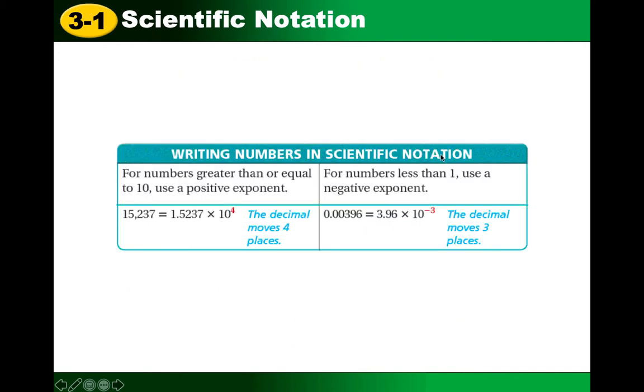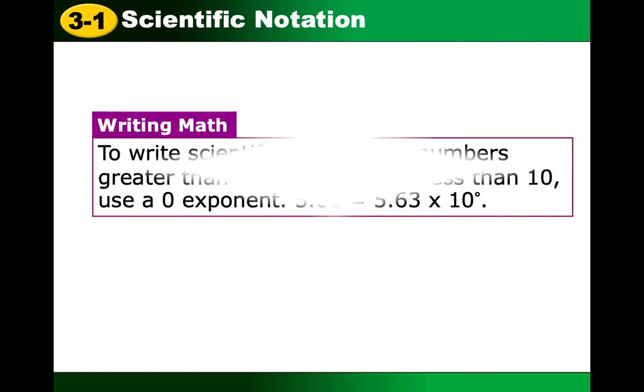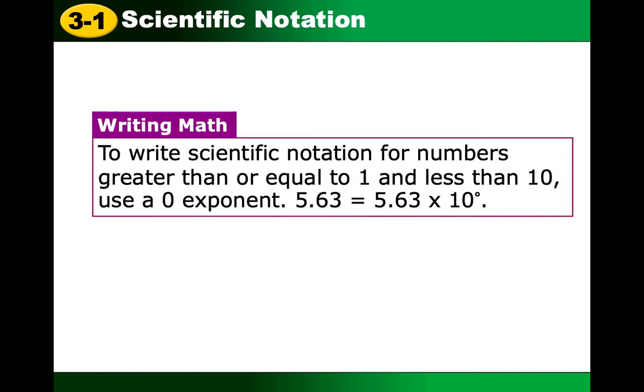When you're writing numbers in scientific notation, remember that for numbers that are greater than or equal to 10, use a positive exponent. And for numbers that are less than 1, use a negative exponent. You also have the case of numbers that are between 1 and 10, in which case you're going to use a 0 exponent, because 10 to the 0 is 1, and so 5.63 would be the same as 5.63 times 10 to the 0 power.